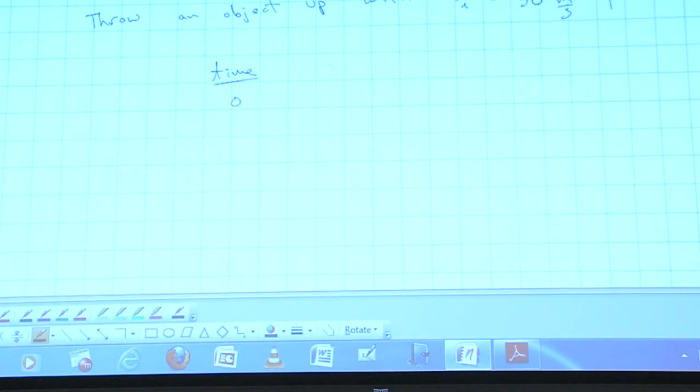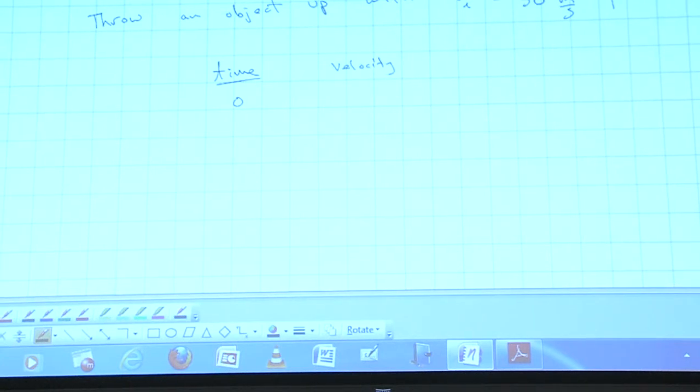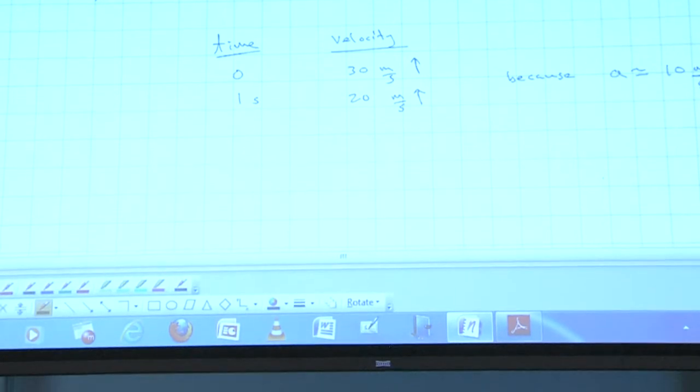At time 0, what's the velocity? 30 meters per second in the upward direction. 1 second later, what's the velocity going to be? 20. Why is that? Because our acceleration is about 10, right? We're rounding off here. Instead of 9.8, I'm going to use 10 so I can do this in my head. So the acceleration is about 10.